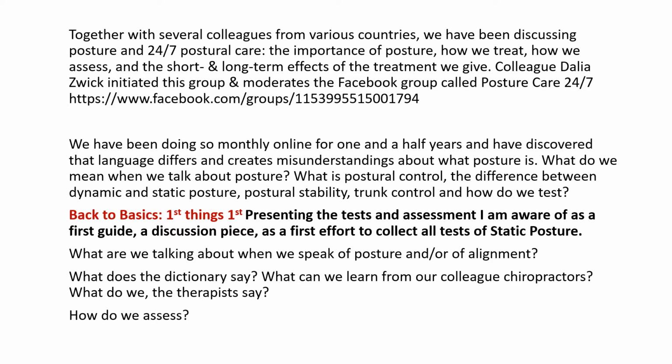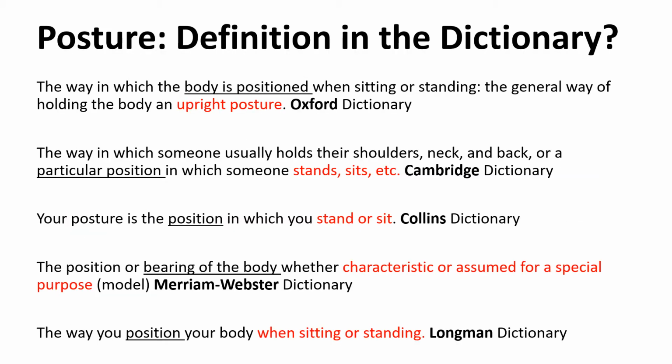What are we talking about when we speak of posture and or alignment? What does the dictionary say? And how do we assess? So let's see what the definition of posture actually is. Well, it depends on the dictionary you look at. As you can see, the Oxford Dictionary says it is a way the body is positioned when sitting or standing. It's the general way of holding the body in an upright posture.